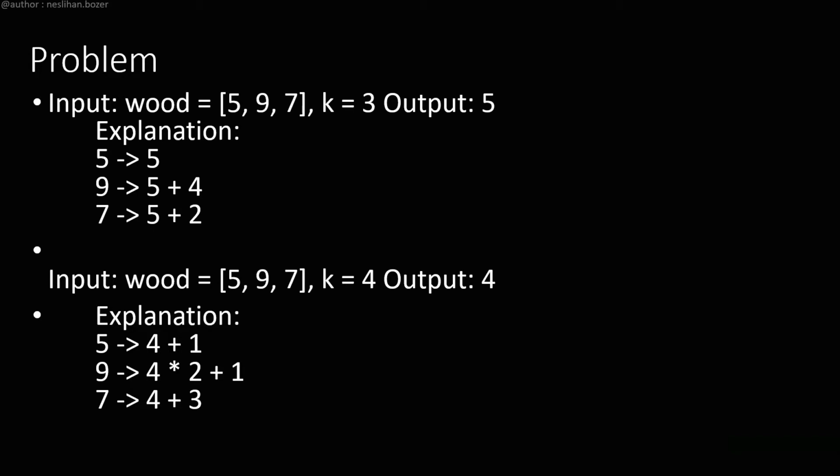For the second example, if we want to keep four pieces of equal length, what will be the longest length? It will be less than 5, because this time we need 4 different pieces, so we need to divide wood 5, wood 9, and wood 7, and we can get 4 different pieces of length 4. So the output of this example is supposed to be 4.